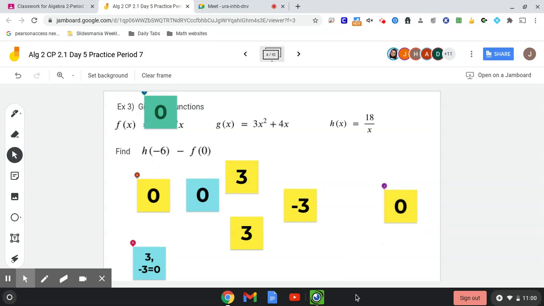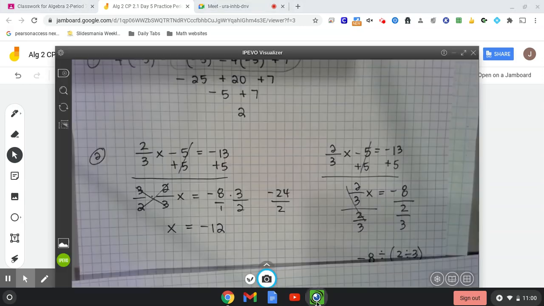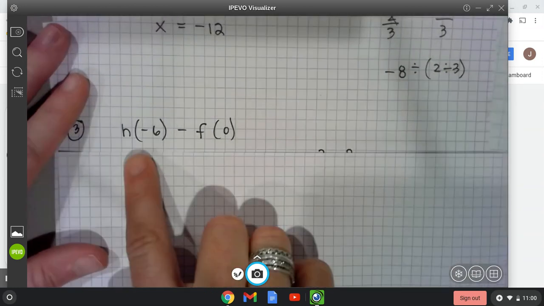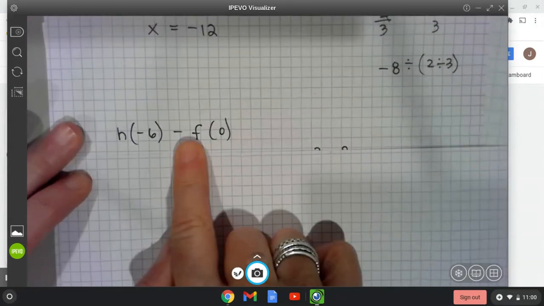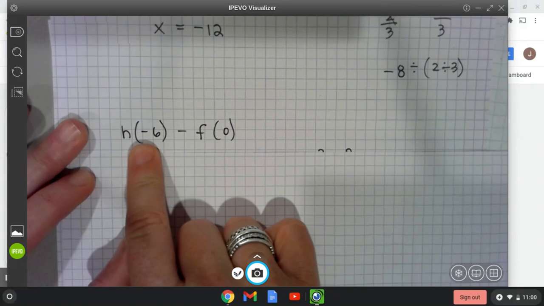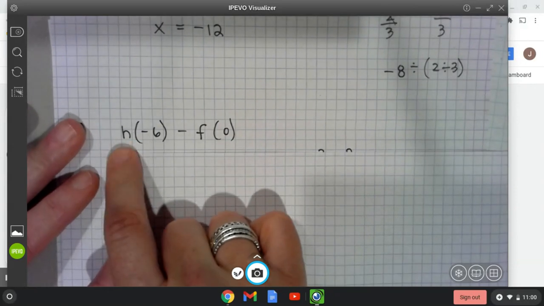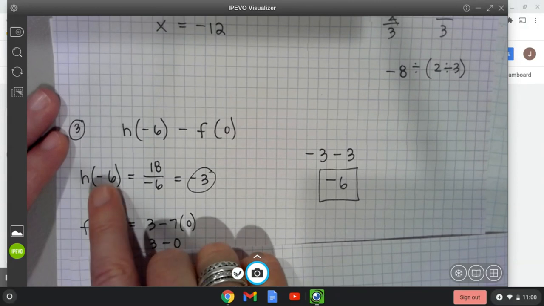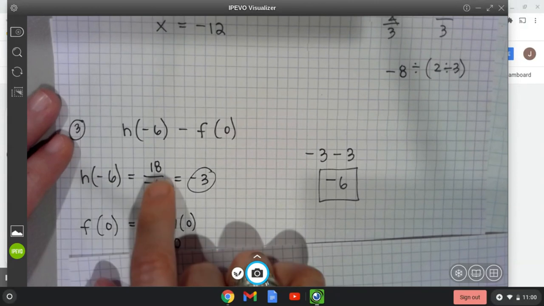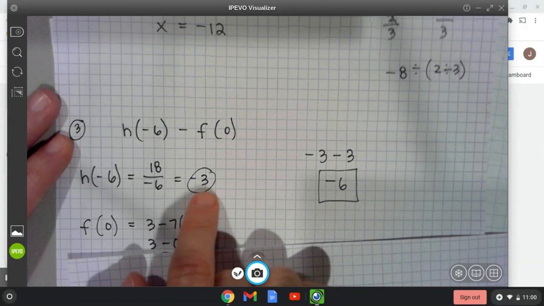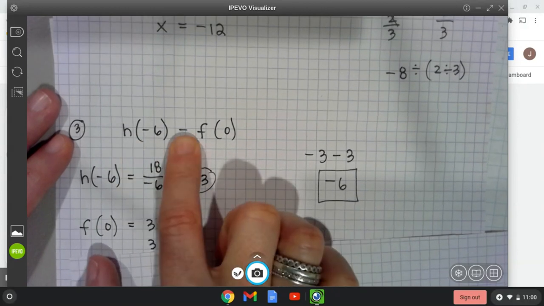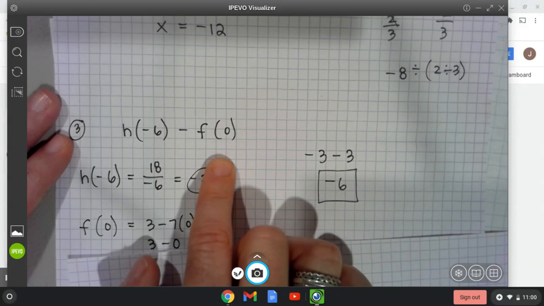So let me go to my board. I don't see a right answer yet, so let me go up here. In this case, they want you to take h of negative 6 and subtract f of 0. So h of negative 6 means to go to function h and plug a negative 6 in. So guys, I did that. I went to function h and I plugged a negative 6 in, so it became 18 divided by negative 6, and I got negative 3. So now that's going to be negative 3 subtract whatever number I get from f of 0.